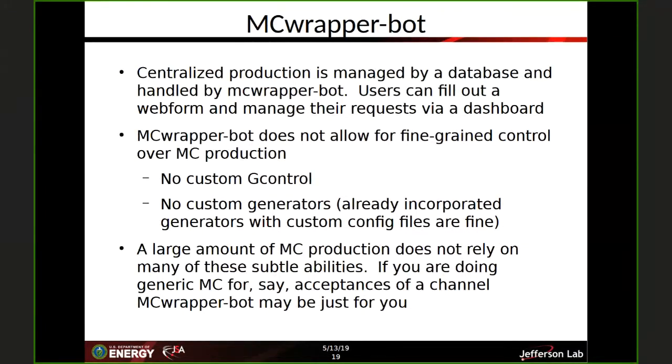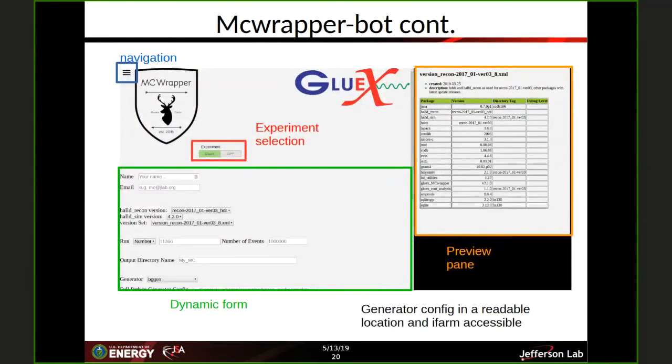That's a problem. Now, very briefly, I want to introduce MC WrapperBot. Essentially, this is centralized production. It doesn't allow this fine-grained control. Not all the options are parroted there. You can't do custom generators. You can't do special JANA flag settings. But a large amount of this production actually doesn't need any of that. So if you're doing generic MC, if you want acceptances of a channel, you may want to use MC WrapperBot.